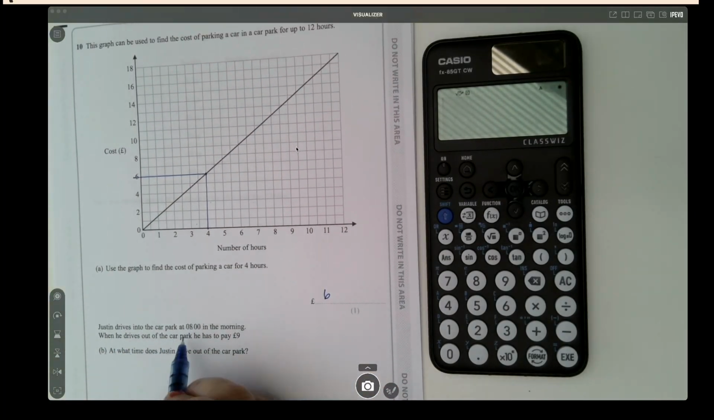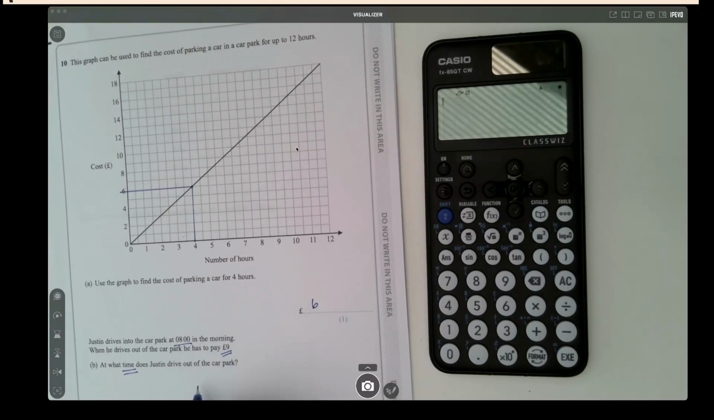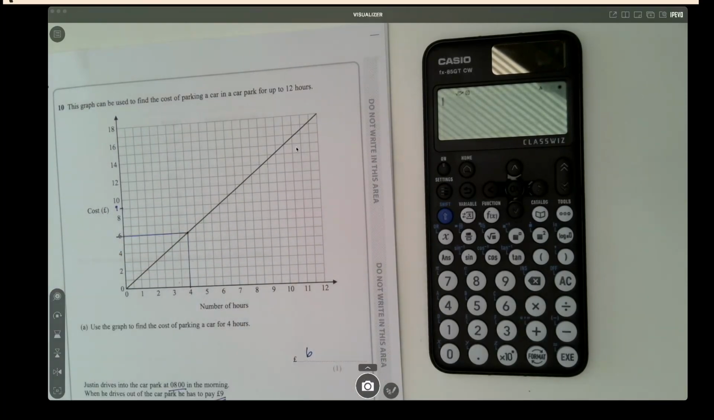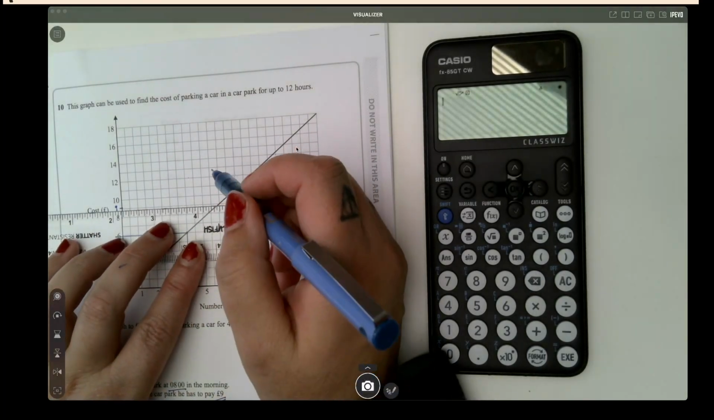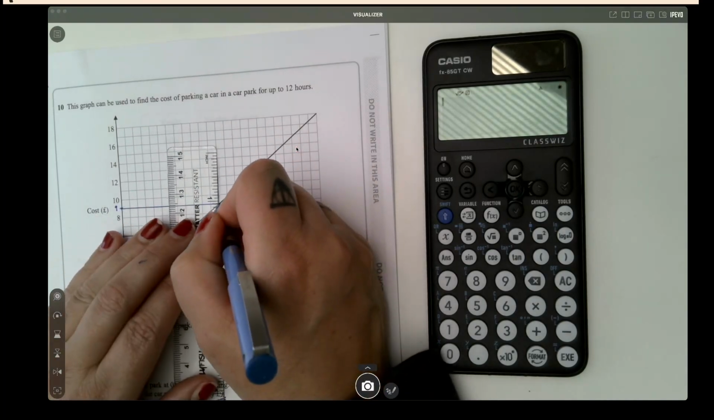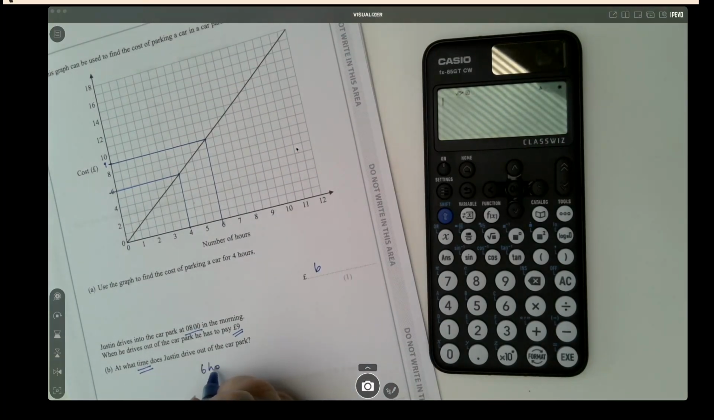Justin drives into the car park at 0800 in the morning. When he drives out of the car park, he has to pay £9. What time does Justin drive out of the car park? So if he paid £9, let's see how long he was parked for. So we're going to find £9. We're going to read along the other way to the line and then down. Okay, so he parked for 6 hours.